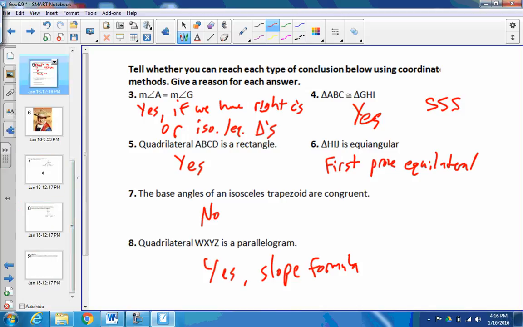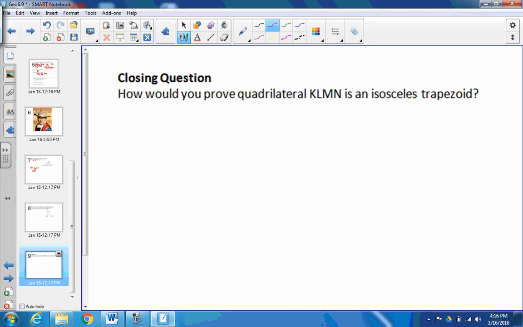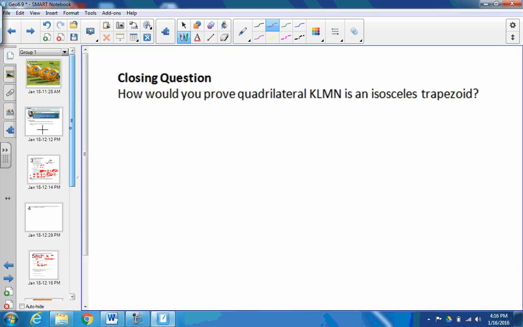All right, and we'll try this one. Use coordinate geometry to prove the following. A triangle ABC is a right isosceles triangle. So we have to prove that it's a right triangle. We have to prove that it's an isosceles triangle. All right, we're going to leave that for next time. So if you want to try to prove that one on your own, that would be great. And you can check in with me next time. Otherwise, I will work with you on that. Try it though. And then answer the closing question. How would you prove quadrilateral KLMN is an isosceles trapezoid using coordinate geometry? And that is all for right now.